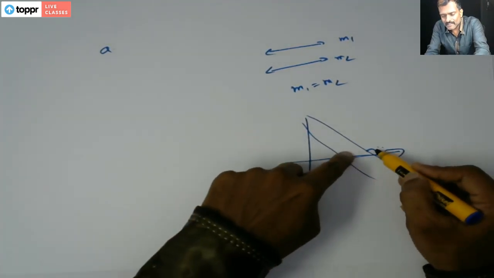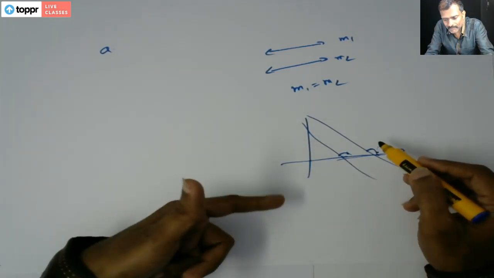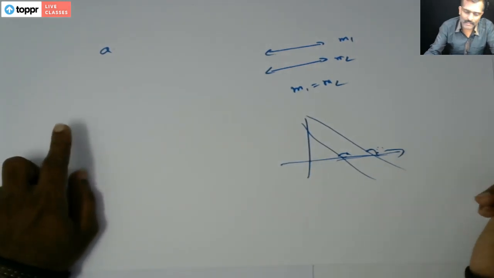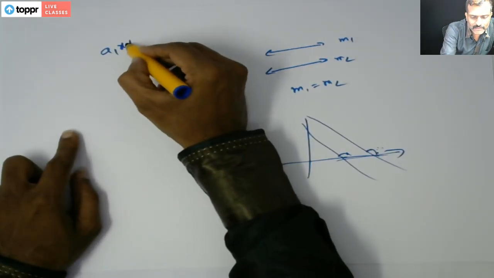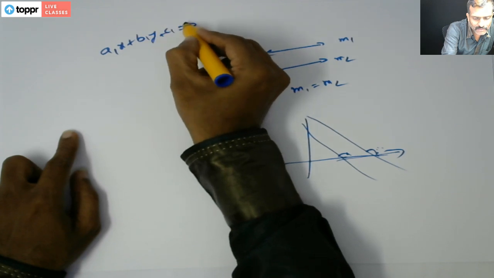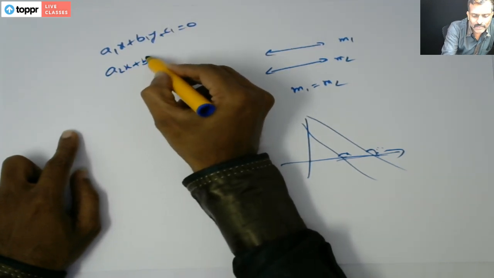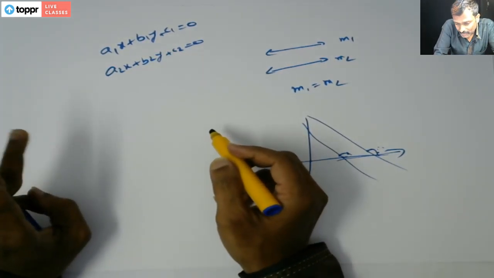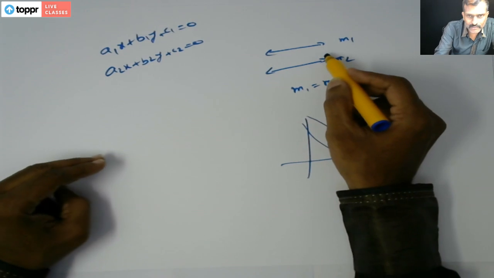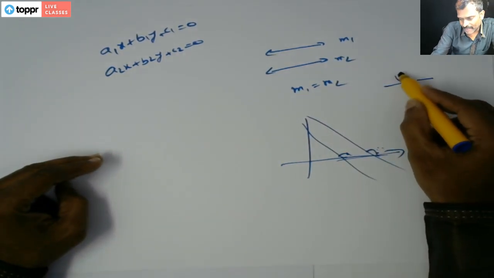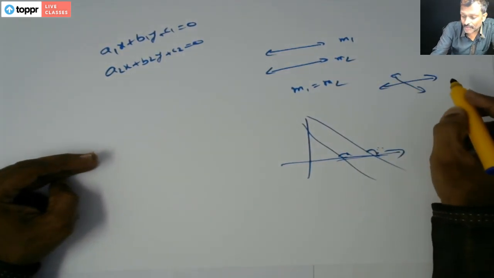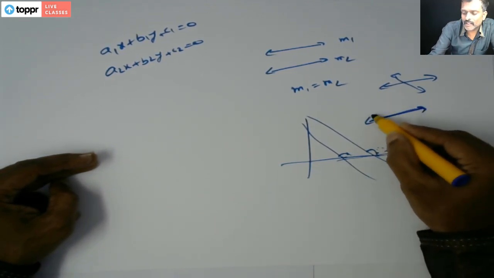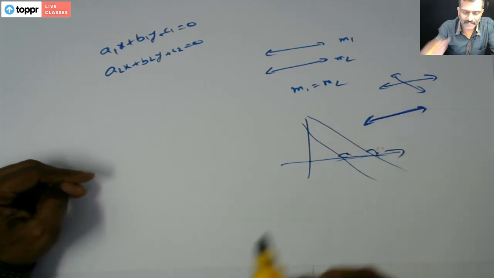That means if these angles are equal, tan values of those are equal, that means the slopes are equal. So when the slopes are equal, the two lines are always parallel. So if I take two lines, a1x plus b1y plus c1 is equal to 0, a2x plus b2y plus c2 is equal to 0, here you have three cases. Either the two lines are parallel, or the two lines are not parallel, they are intersecting each other, or the two lines are the same line, that is they are the coinciding lines.